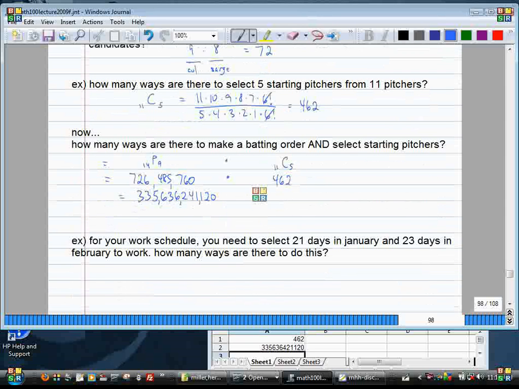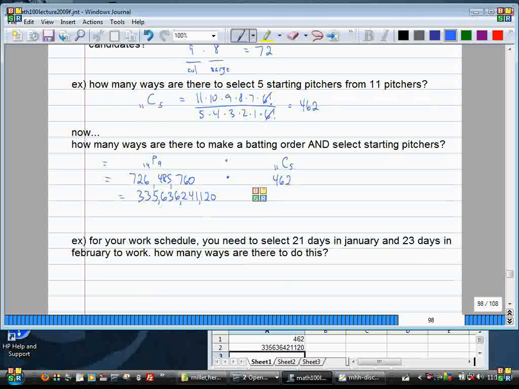All right. So let's work out this one. Slightly different. We won't actually figure out the numbers. Let's just figure out how to set this up in notation. For your work schedule, you need to select 21 days in January and 23 days in February to work. How many ways are there to do this?